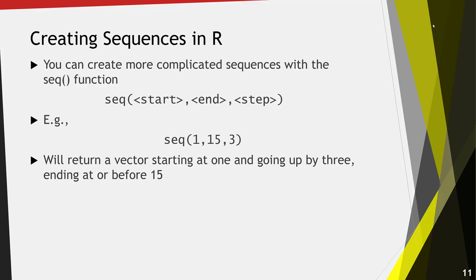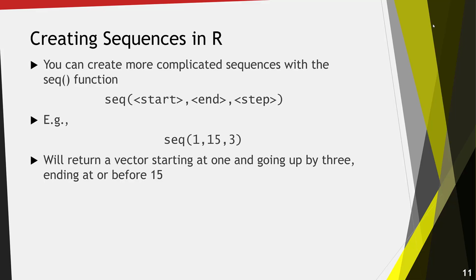Sometimes you might want to make more complicated sequences. R has a function for that as well. It's the seq function, or S-E-Q. It takes 3 arguments, a start, an end, and a step. So for example, the function seq(1, 15, 3) would return a vector starting at 1 and going up by 3, ending at or before 15.